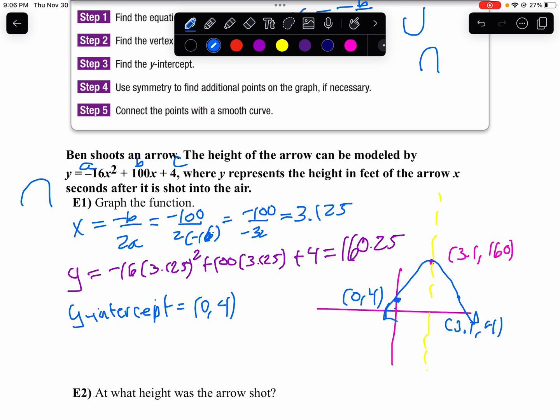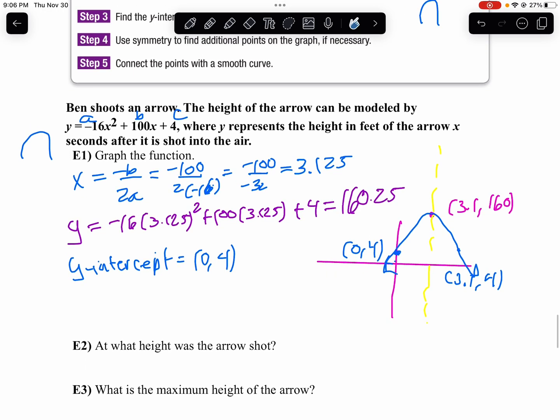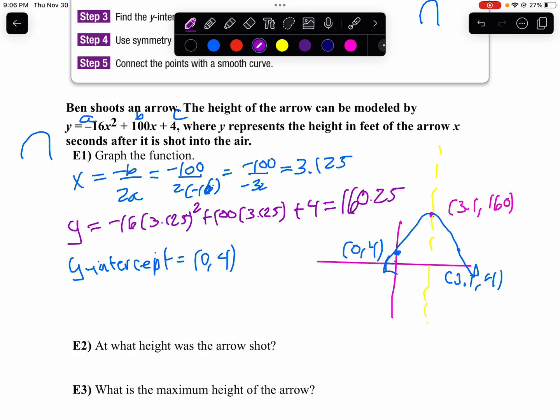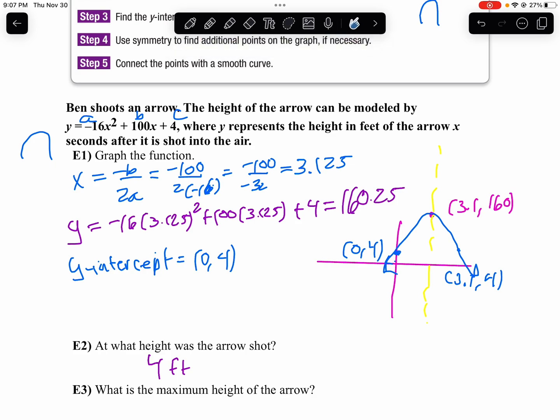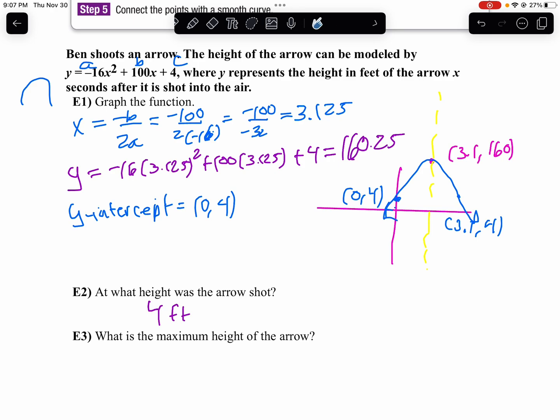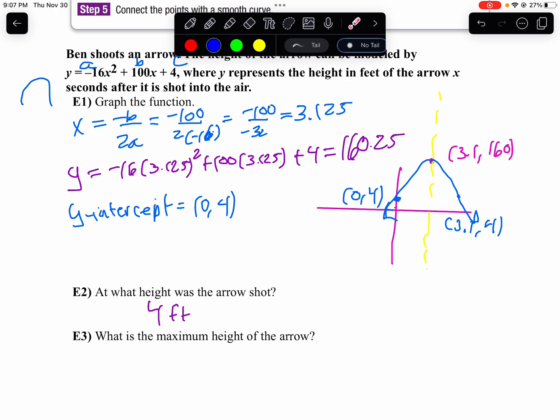There we have it. Now, first question, what's the height when the arrow was shot? Well, the height when the arrow was shot is my y-intercept. So we're going to say that's going to be 4 feet. What's the maximum height of the arrow? Well, the maximum height is going to be my vertex, which we know is 160.25. So I'll say 160.25 feet.